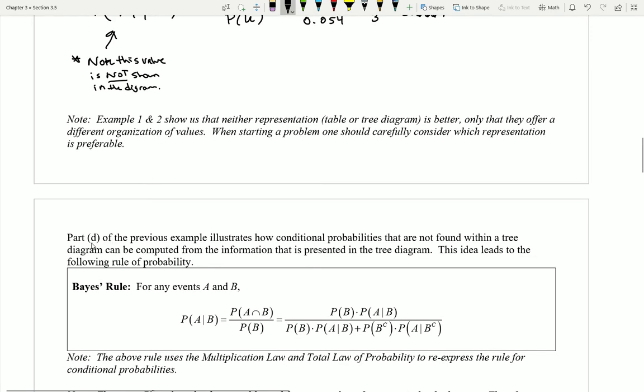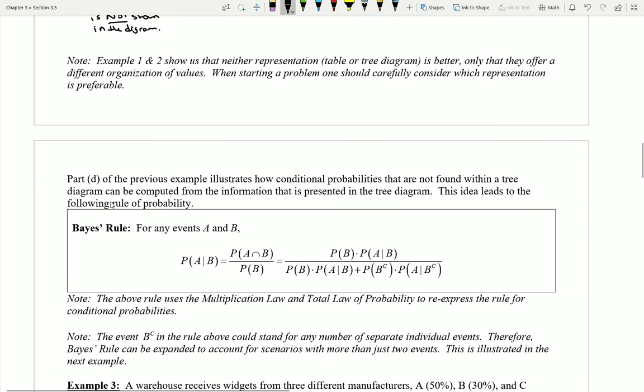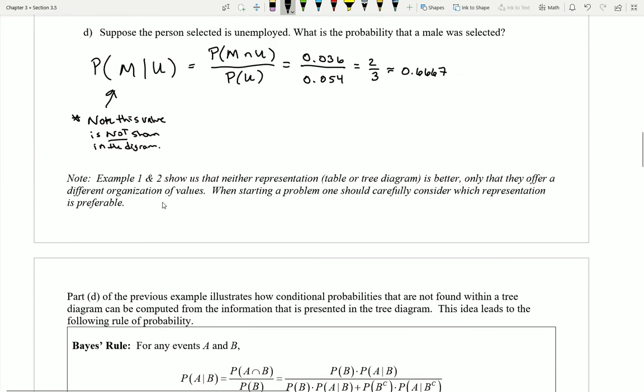As I state here, part D of the previous example illustrates how conditional probabilities that are not found within a tree diagram can be computed from information that is presented in the tree diagram. Well, that leads to the following rule of probability, what's called Bayes' rule. Now, you can see here that at the start, we just have a simple conditional probability, like we did here. And you'll see that we even started this exact same way. We said that if I have a conditional probability, I compute the AND of the two events over the thing that's given, just like we did up above.